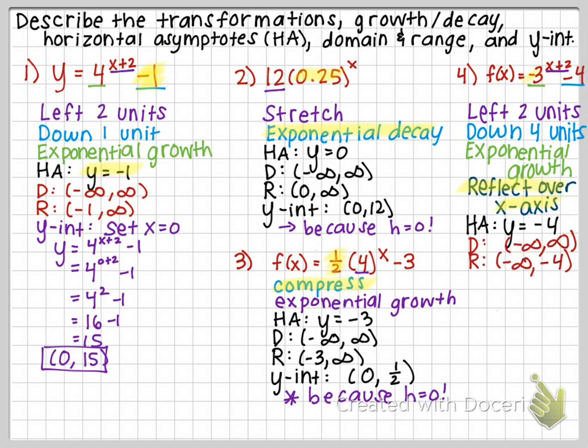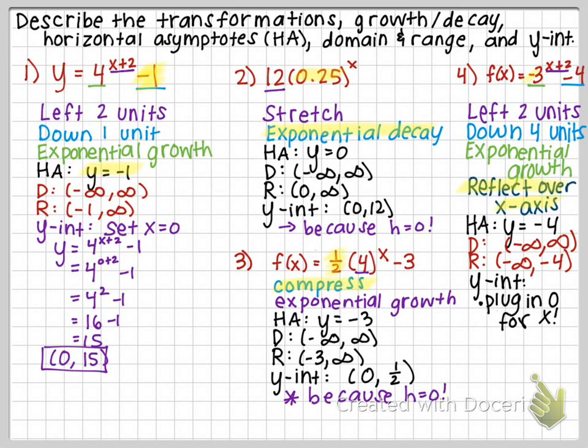Domain, -infinity to infinity. Now look at our range. Our range is different this time. Why? Because we have a reflection over the x-axis, which means instead of going from -4 to infinity, we're going to go from -infinity to -4. Because instead of being like this or like this for the graph, it's going to be going the other way. I'll show you that on Desmos, or you can plug this in on Desmos and see the difference when it's a negative and when your A is positive.